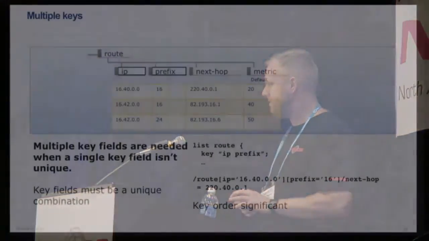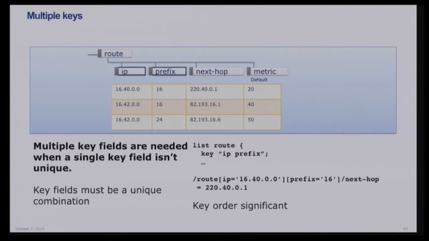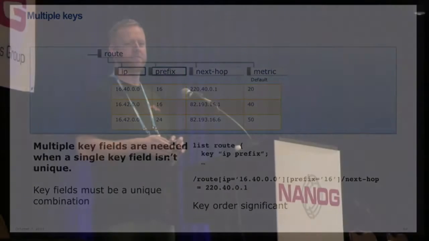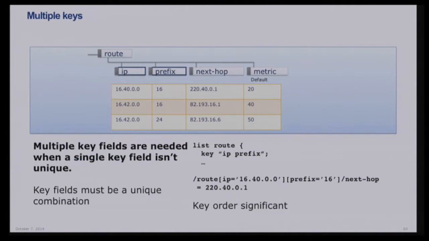Multiple keys. If you have multiple keys, in this case, for example, IP prefix pairs on an interface, you can have the same IP but with different prefixes in some implementations of interface managers. In that case, only the IP, and certainly only the prefix, would not be sufficient to express uniqueness. So you can have multiple keys, basically a key statement with multiple leaves in it. And the key order is significant. Depending on whether the ordering is IP prefix or prefix IP, we're going to show things differently over the protocol.